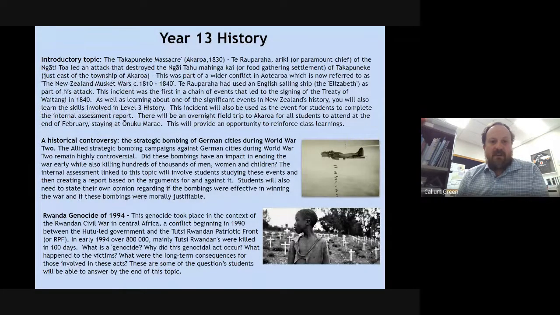Year 13 history. A big part of this is at the start of the year when students go on a 3-day field trip to Takapūneke near Akaroa, which is a big, exciting, interesting part. Students look at this and do an assessment on that. Also looking at the idea of strategic bombing in World War II and the Rwanda genocide of 1994. Really, really interesting topics in Year 13 history.